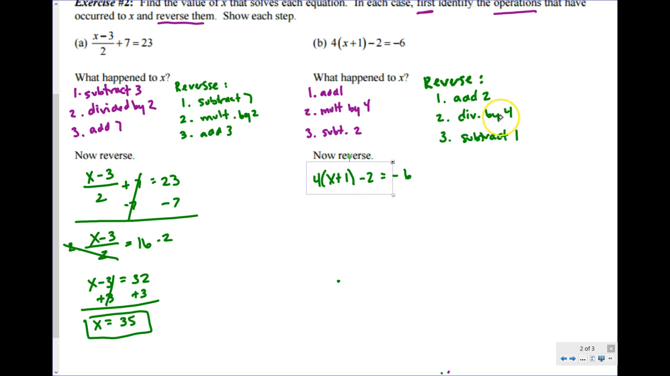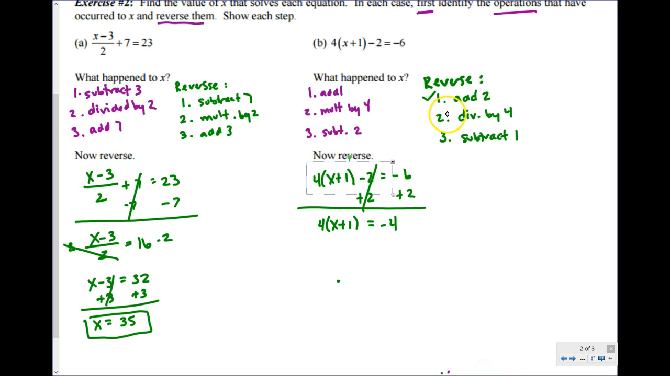So now let's follow my reverse operation. So step 1 says add 2. So I'm going to add 2. Cancel these out. I'm left with 4 times (x plus 1) on the left. Now I combine the negative 6 and the positive 2, and I get a negative 4. So that's step 1, check.